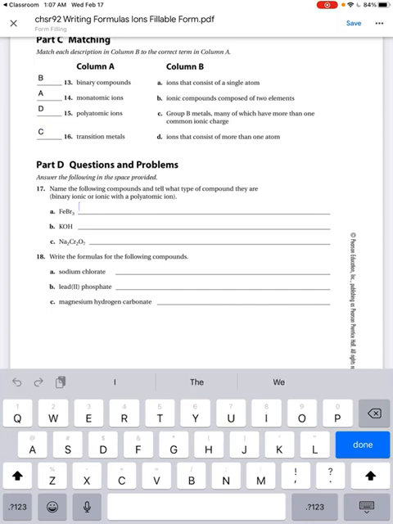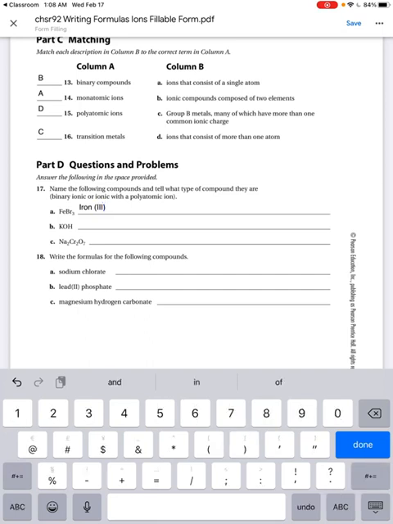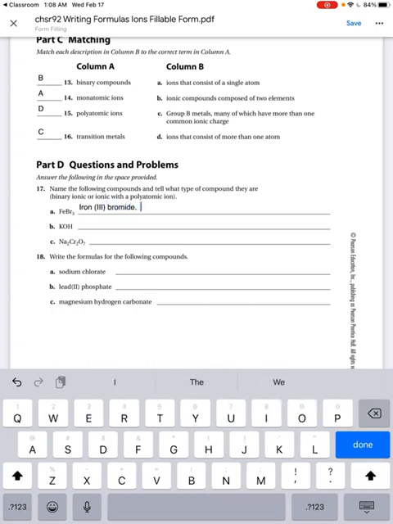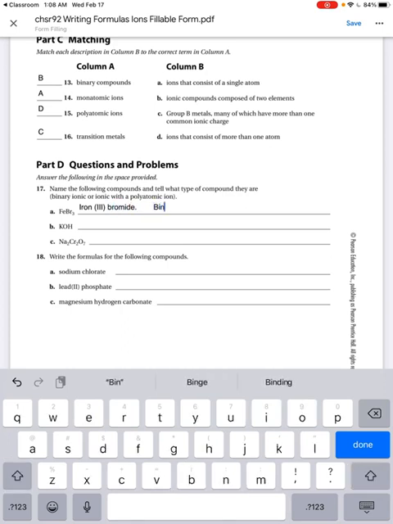Now, we need to name these following compounds. Iron's a transition metal, so it has more than one charge, so this is iron, and I need to go to my parentheses, iron (III) bromide, and this is binary ionic.